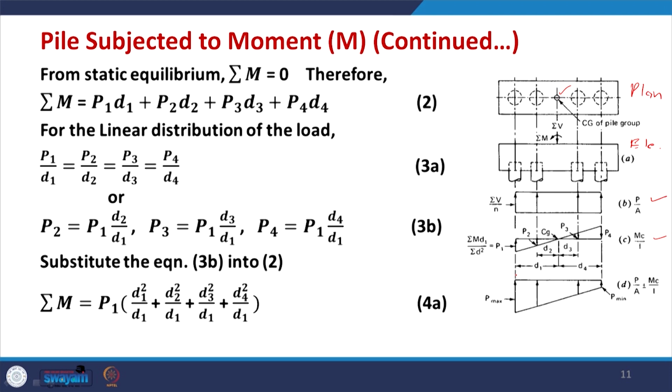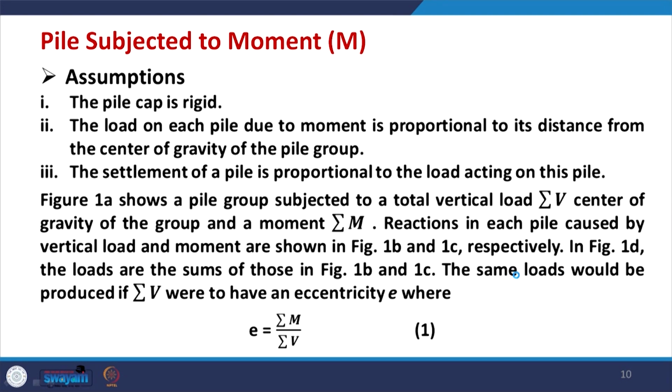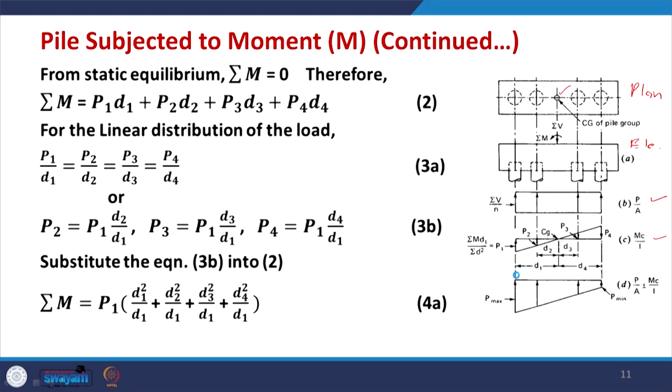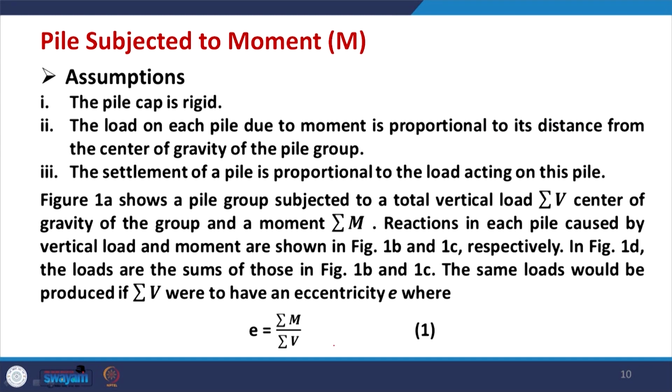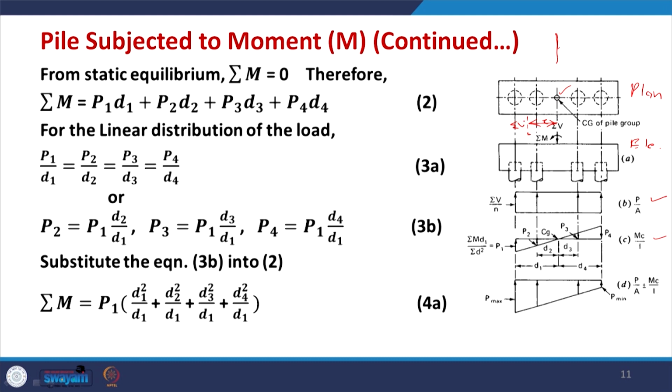Because this moment is acting in this direction, this will be equivalent to a load acting at an eccentricity. So, this will be equivalent to a vertical load, and I can say that sigma V is acting at an eccentricity e, where e is given by this relation, summation M over summation V. One of the assumptions we have made is that, from static equilibrium, summation of moment should be 0, and summation of moment about the center point CG of the pile group should be 0.